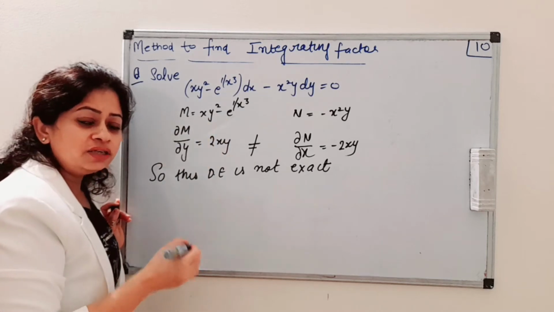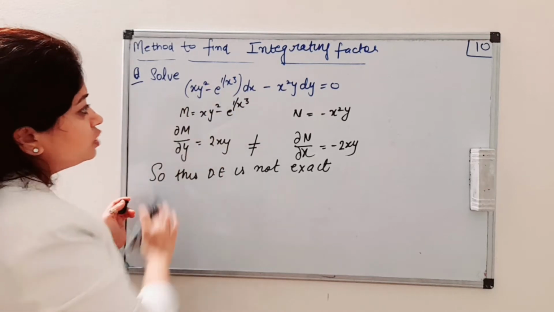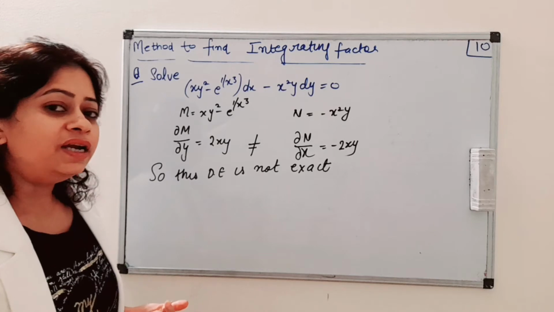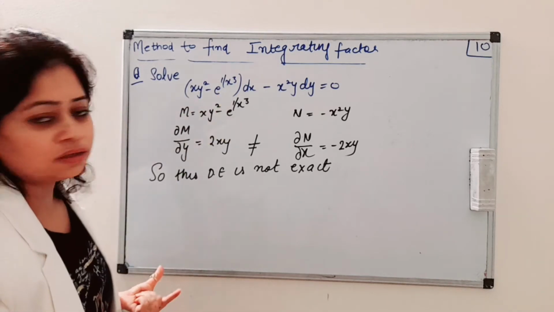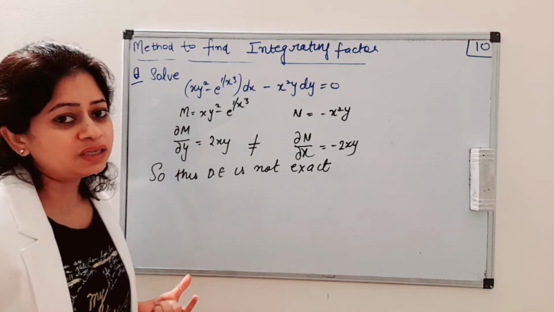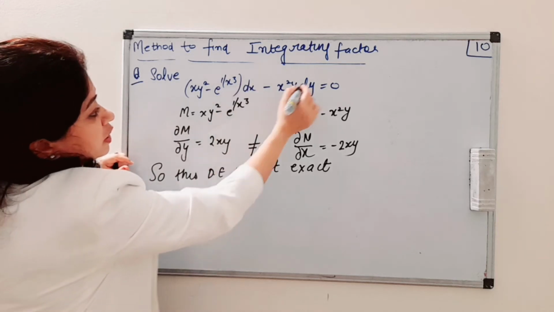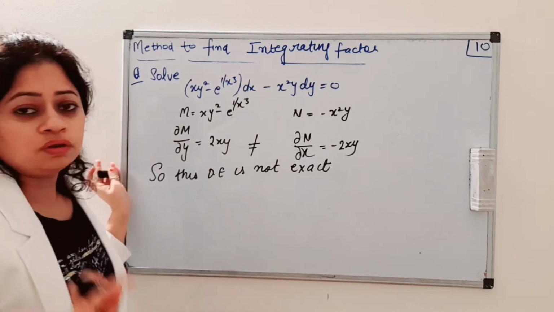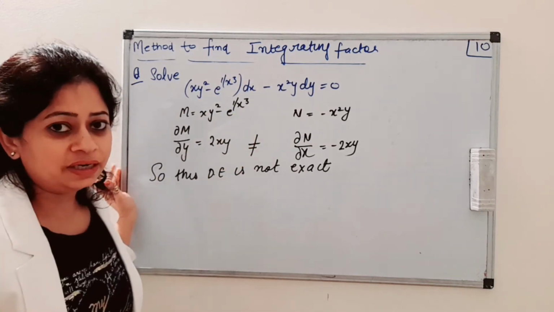Either by rearranging or by finding an integrating factor. We cannot rearrange this and solve, so we will see, can we find an integrating factor? For finding the integrating factor, we will see whether this equation is homogeneous. No, because if it is homogeneous, the integrating factor is 1 upon Mx + Ny. Can we take y common here and x common here? We can take x here, but we cannot take y here.